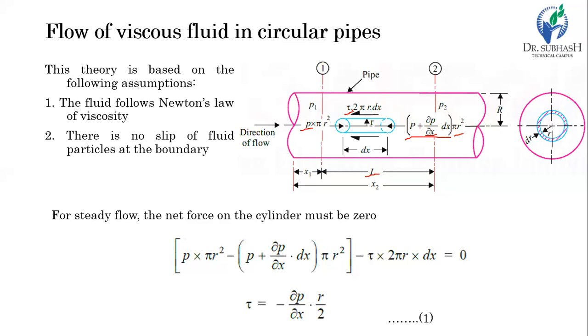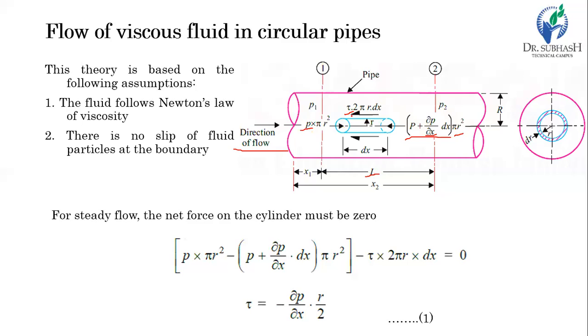So this is shear stress. This is the shear force acting on the cylindrical volume, and it will always act opposite to the flow of the fluid. And here the direction of the flow we have already considered from left to right direction. So here we consider only two forces. One is the pressure force, another is the shear force.